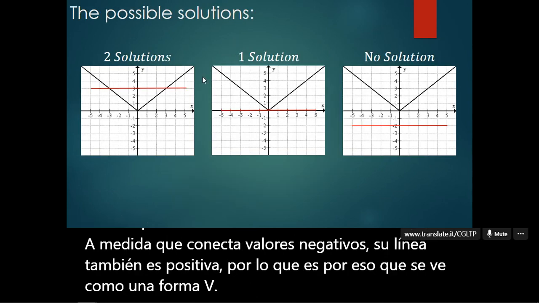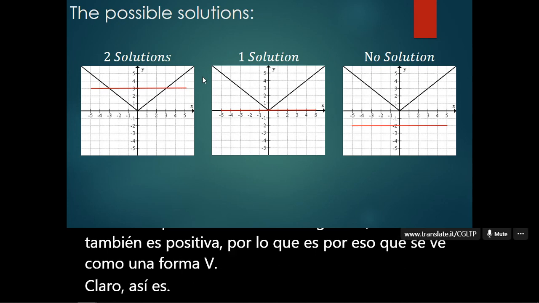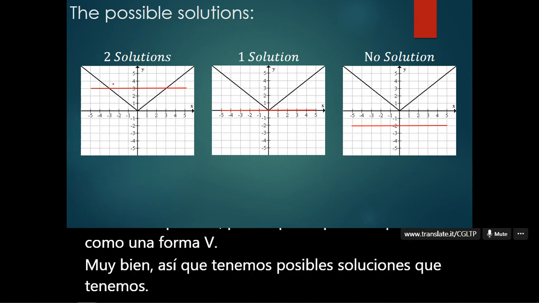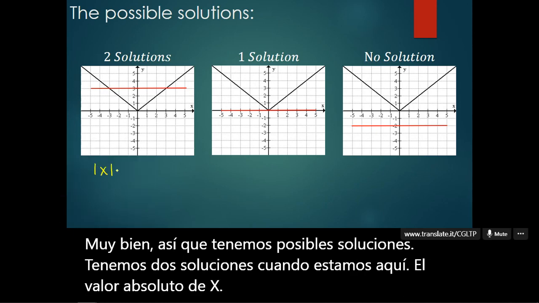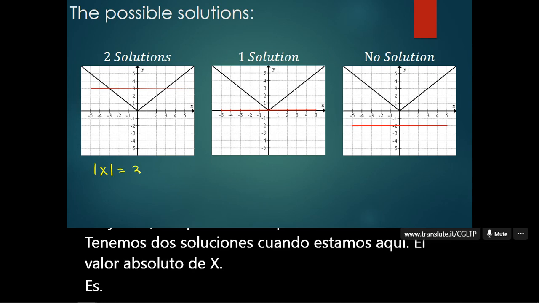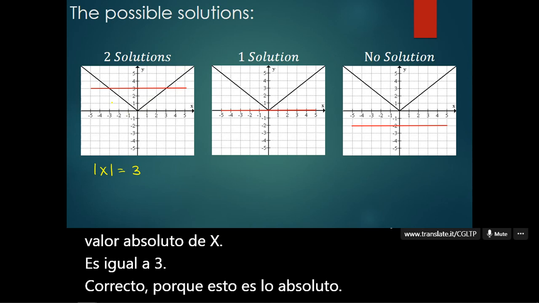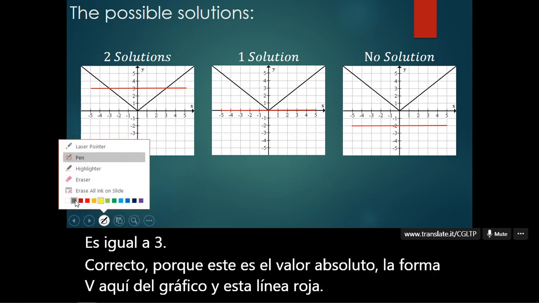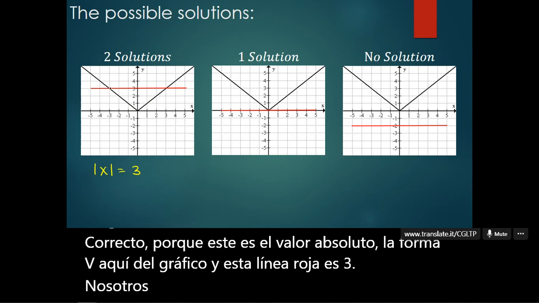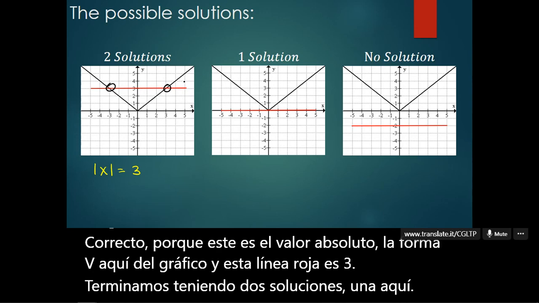All right, so we have possible solutions. We have two solutions when the absolute value of x is equal to 3, right? Because this is the absolute value, the V shape of the graph, and this red line is 3, we end up having two solutions, one right here and one right here.